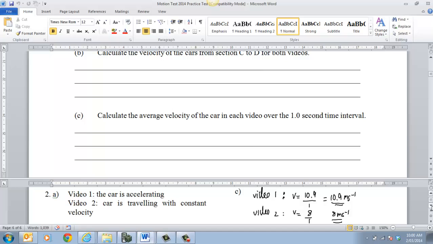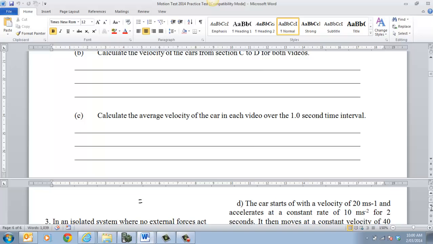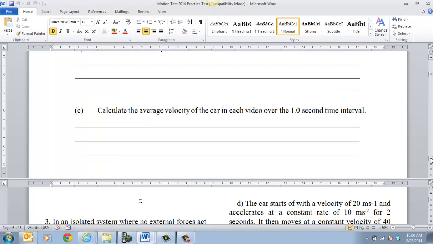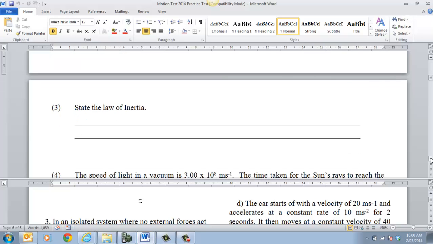So therefore, this is going to be a very quick example of a bomb. For the bomb, you have that question. That is the trick: state the law of inertia. It doesn't have to be word perfect. It's about the key concept, which is actually what we said before.